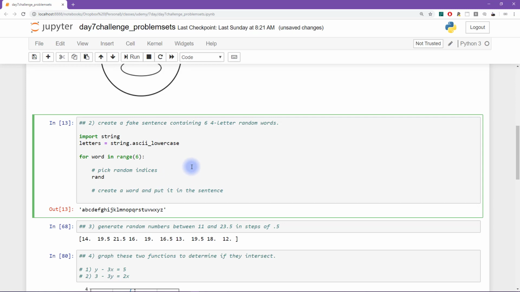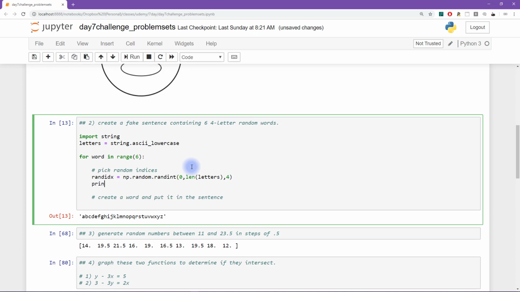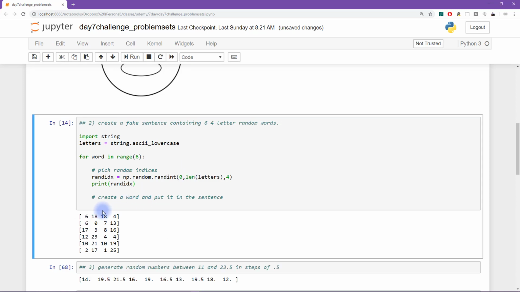So I'll call this rand idx for random indices, and that's going to be numpy.random.randint. So we want random integers between 0 and the length of letters, and we want 4 of them. So let me just show you what this is going to look like. So rand idx. Okay, so here you see for each iteration in this loop, I'm just printing out the 4 randomly selected integers that go from 0 up to 25.